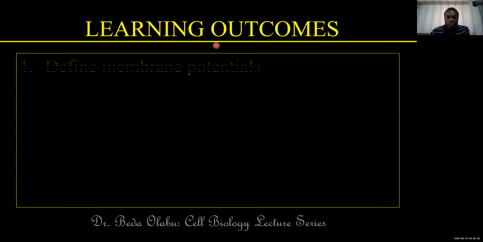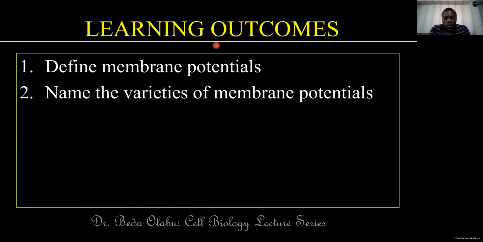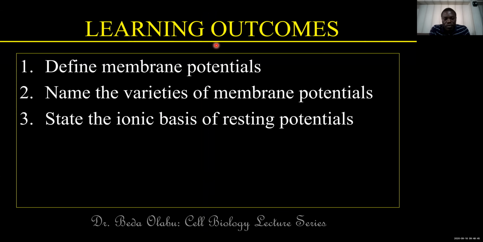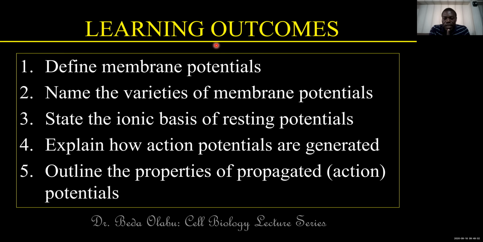What you're going to learn here, we are going to define what membrane potentials are. We are also going to look at the varieties of membrane potentials. We are going to state the ionic basis for what we call resting membrane potential. Then we are also going to explain how action potentials are generated. And lastly, we are going to outline the properties of action potentials. Action potentials are the ones we are calling propagated potentials. So this is our agenda this morning.